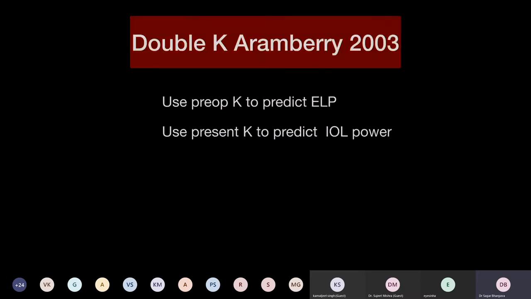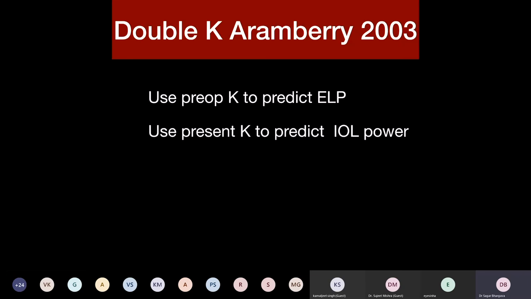So to address this, there is something called the double K Aramberri formula, which came up in 2003, which basically uses the preoperative K to predict ELP, and it uses the present K, that is after LASIK, to predict the IOL power.